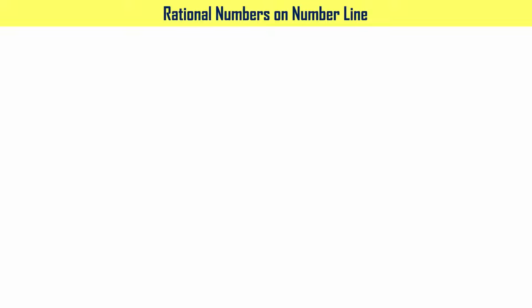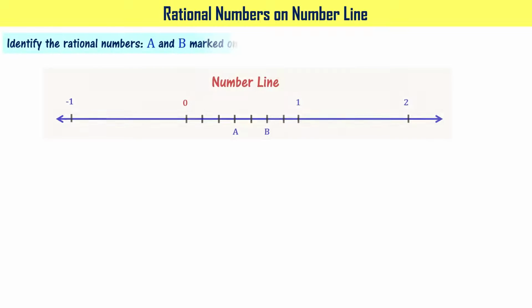Now let's further see about rational numbers on the number line. Identify the rational numbers A and B marked on the number line. As you see here, we have a number line going from minus 1, 0, 1, 2 and so on. On both sides you can extend it, right? On this side you can write minus 2, minus 3 and all. On this side, you can write 3, 4, 5, and so on, right? But in between 0 and 1, we are given two rational numbers, A and B. We are asked to find what are those rational numbers, right?